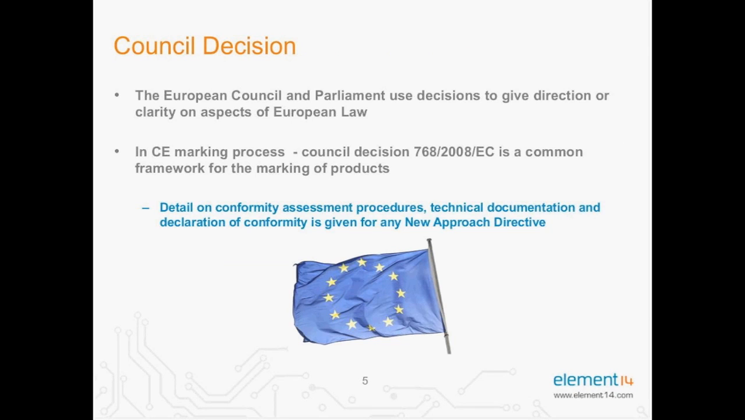So moving on to Council Decision, the European Council uses decisions to give direction or clarity on particular aspects of European law. In the CE marking process, Council Decision 768/2008 EC provides direction on a common framework for the marking of products. In this decision, the detail of which conformity assessment procedure, what technical file documentation, and the format of the declaration of conformity is given and harmonised under what is commonly becoming known as new approach directives.